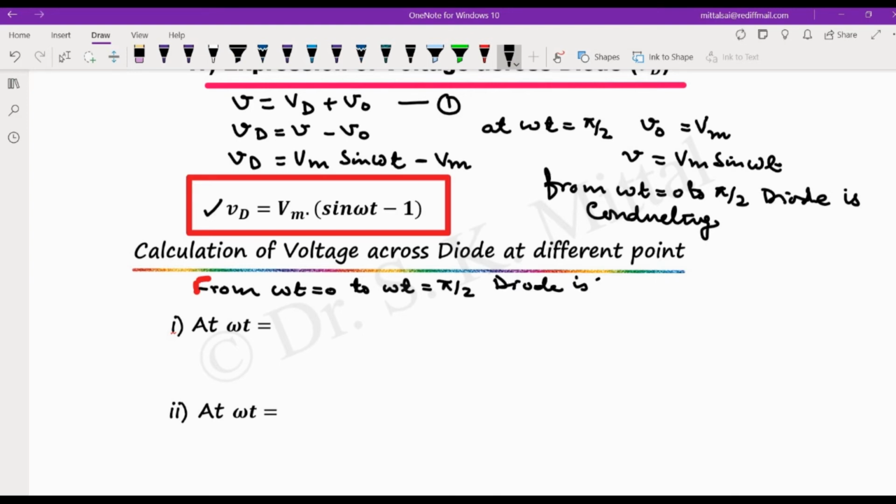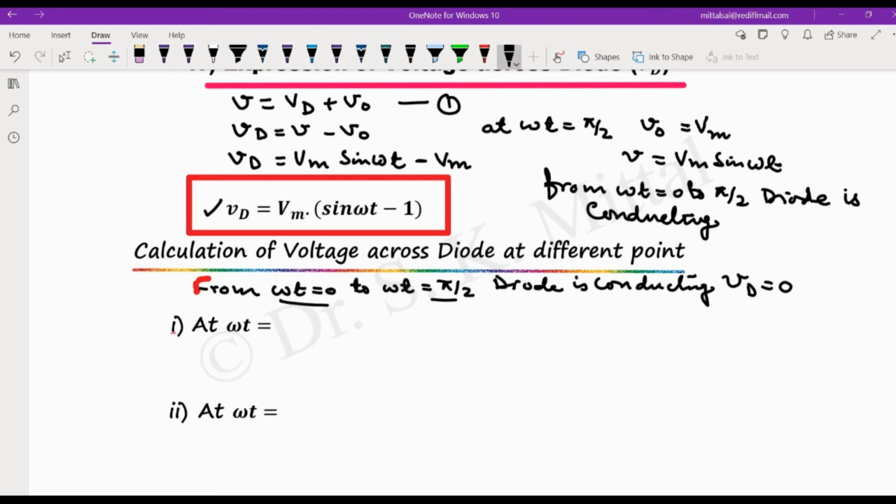Diode is conducting. Therefore, voltage across diode we can consider is equal to 0. Now, first of all, we will calculate the value at omega t is equal to pi by 2, because from omega t is equal to 0 to pi by 2, diode is conducting and Vd is equal to 0.